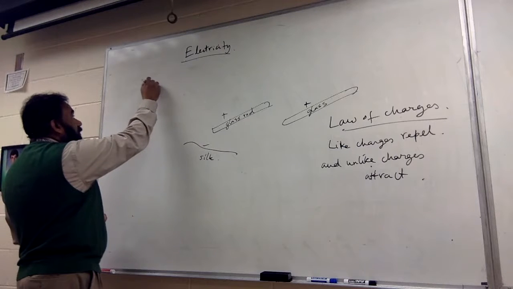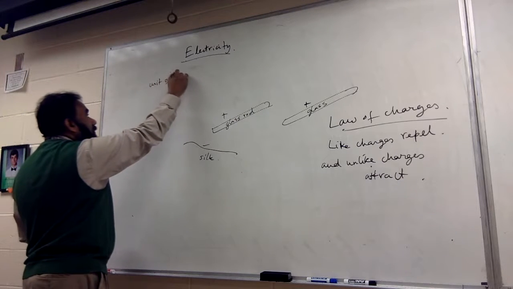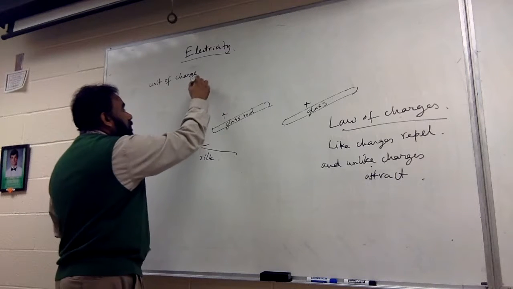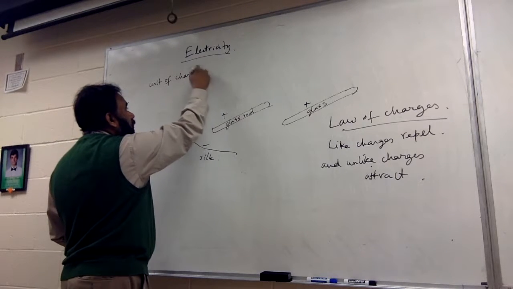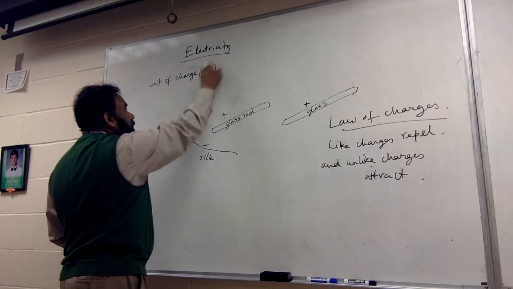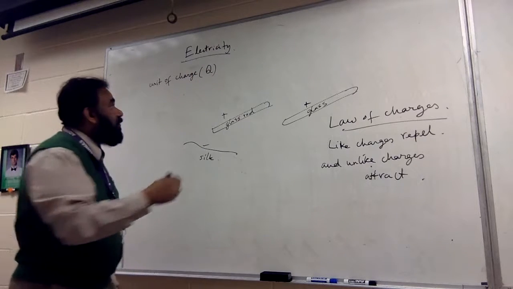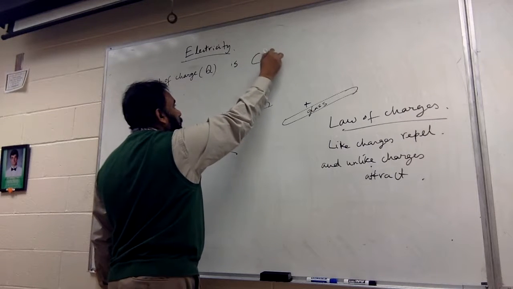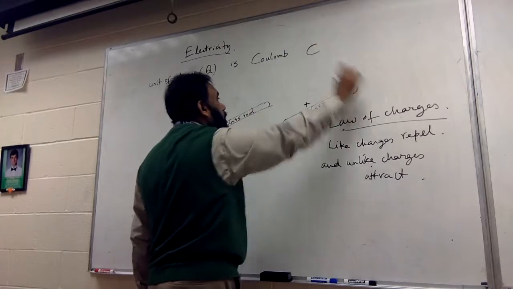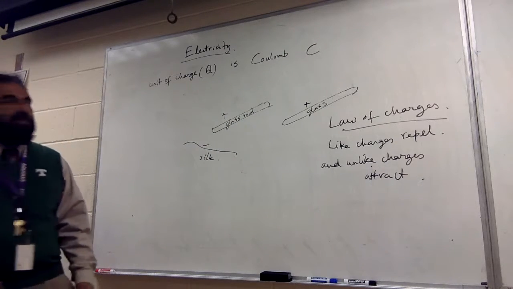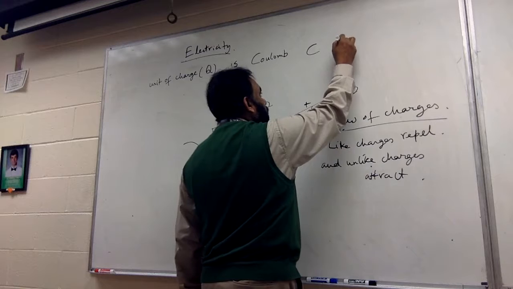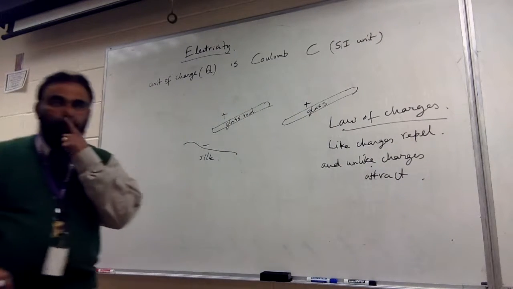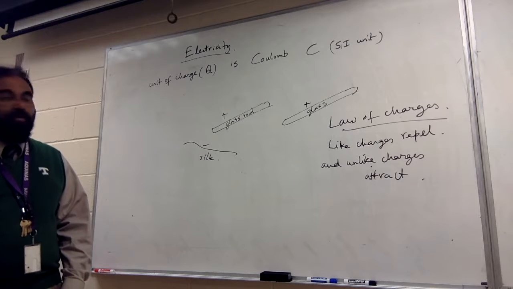And so the unit of charge is given the symbol Q. The charge is given the symbol Q. The unit of charge is Coulomb. Just a capital C. By the way, that is the SI unit. Coulomb is the SI unit. Of what? Of charge.